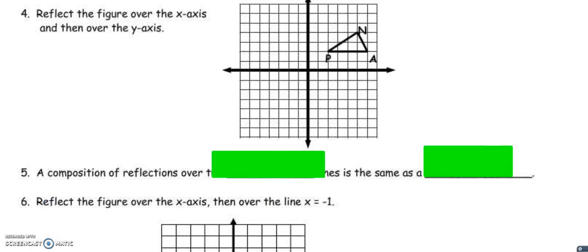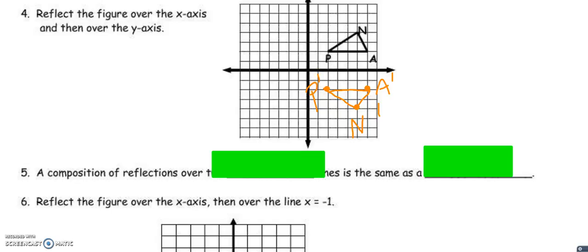So now they want you to reflect the figure over the x-axis and then over the y-axis. So if you take A, we're going to go over the x-axis. So 1, 2, 1, 2. You're going to take N, 1, 2, 3, 4, 1, 2, 3, 4. And you're going to take P, 1, 2, 1, 2. So you're going to want to draw your new lines and label your points, A prime, N prime, and P prime.